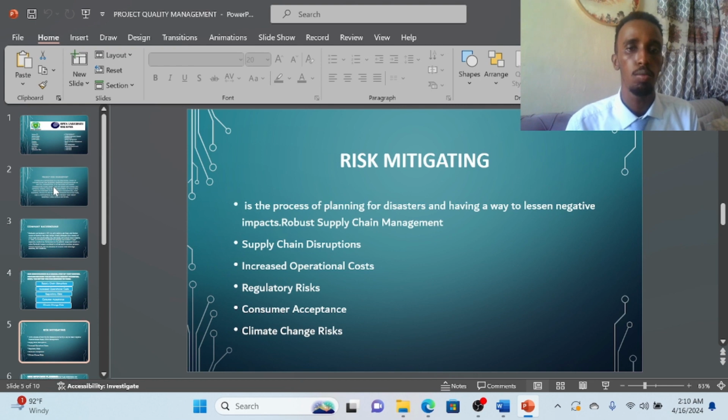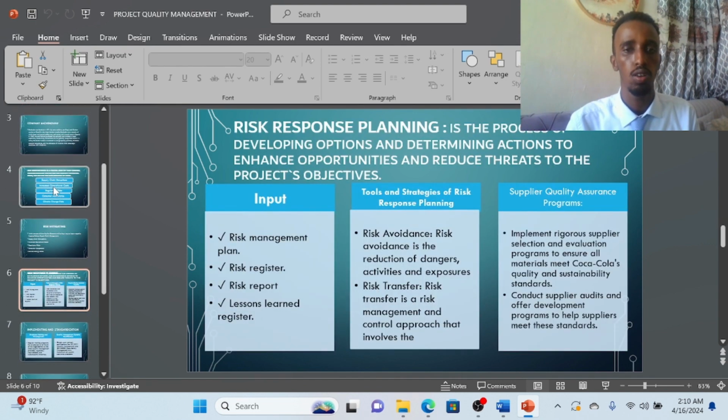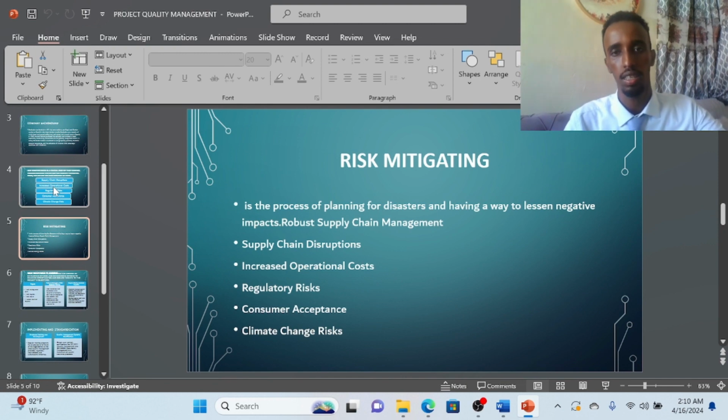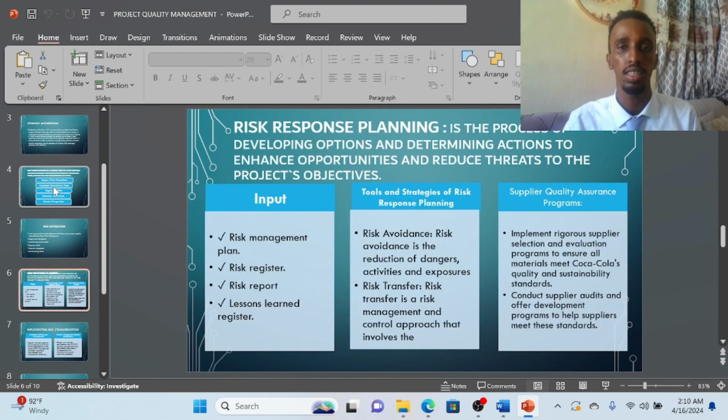We have to increase the operational cost. Regulatory risk, which may become many times. Consumer acceptance and also climate change risk. That is the way of mitigating risk. We have also the risk response plan: how you react when the risk is coming. It's the process of developing options and determining actions to enhance opportunities and reduce threats to the project objectives.